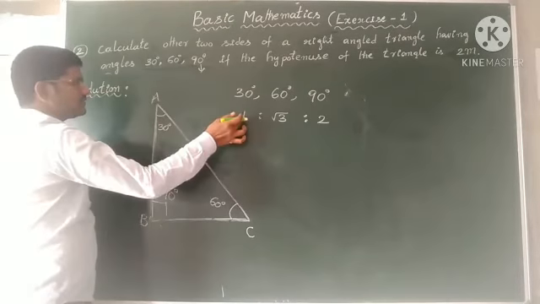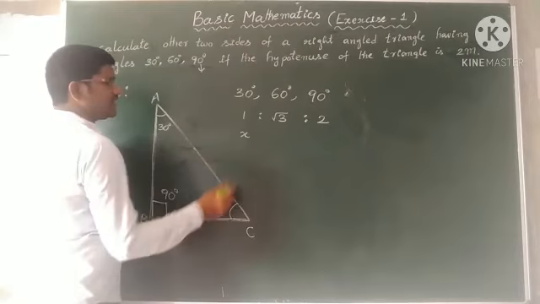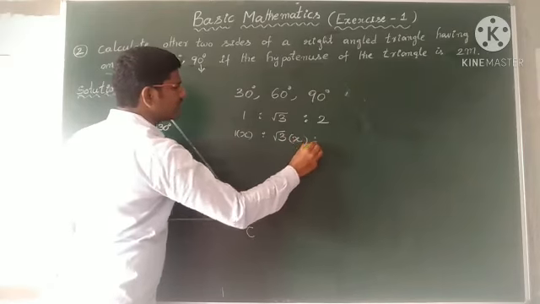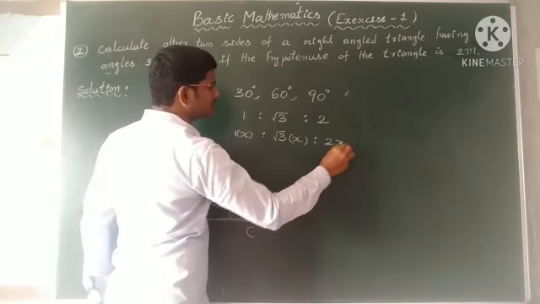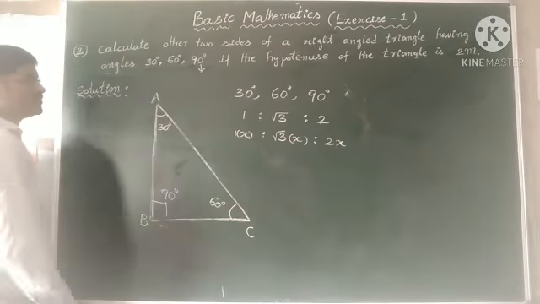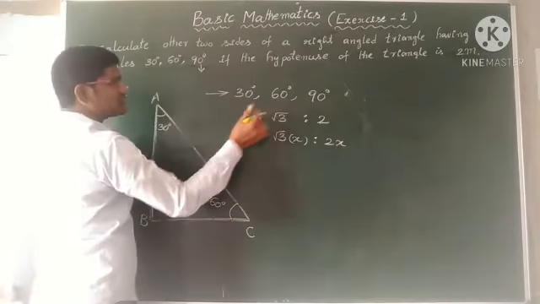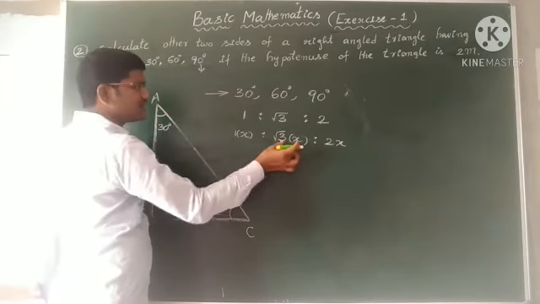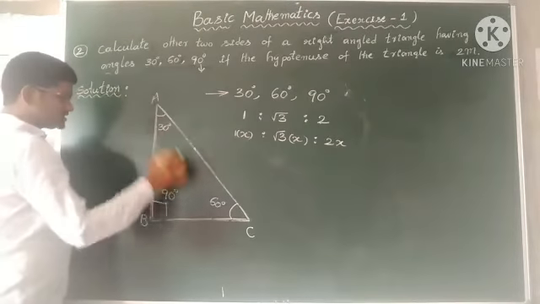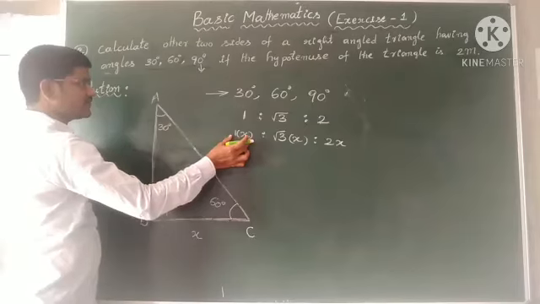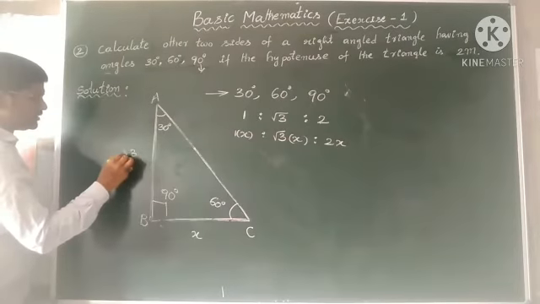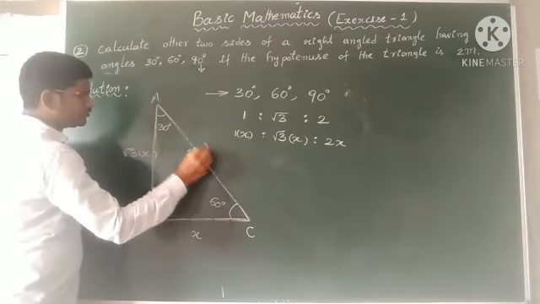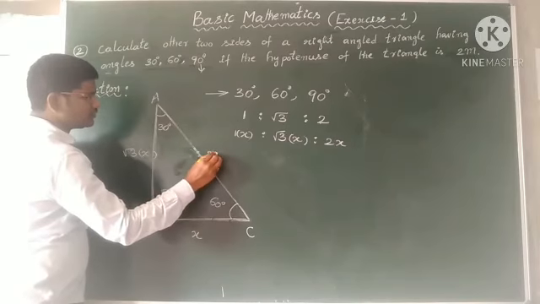It means the side opposite to 30 degrees is 1 unit. If it is 1 into x units, then the next will be √3 into x units, and then 2x. So the sides ratio is 1:√3:2, which means x, √3 into x, 2x. If the 30 degrees opposite side has length x, the 60 degrees opposite side has length √3 into x, and the 90 degrees opposite side has length 2x, which is 2 times x.